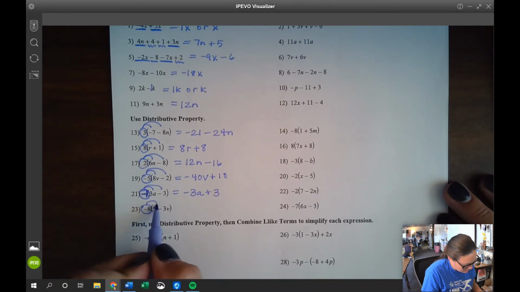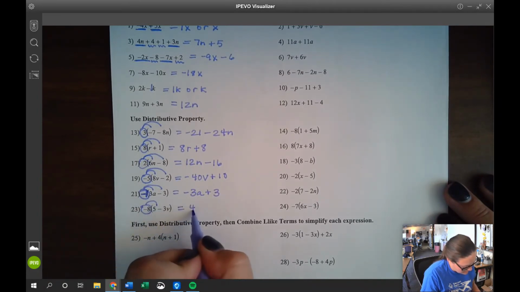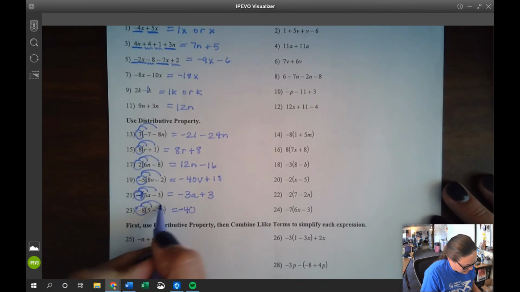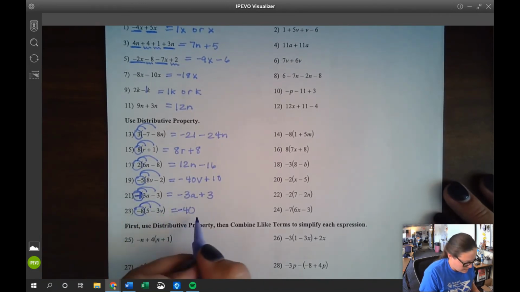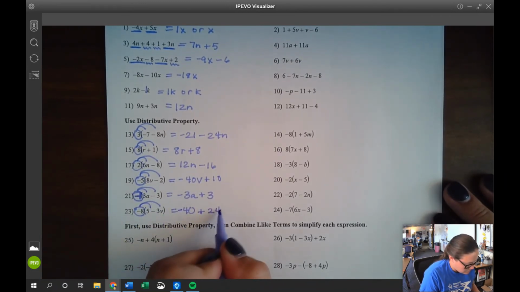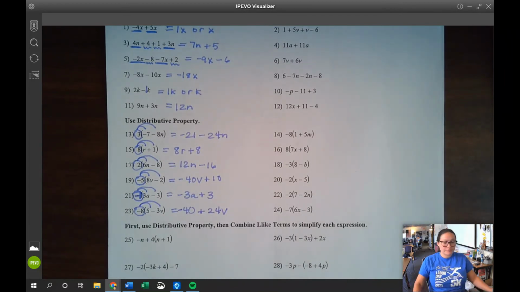Okay, 23. Negative 8 times 5 is negative 40. Negative 8 times negative 3v gives me plus 24v. So that's the distributive property.